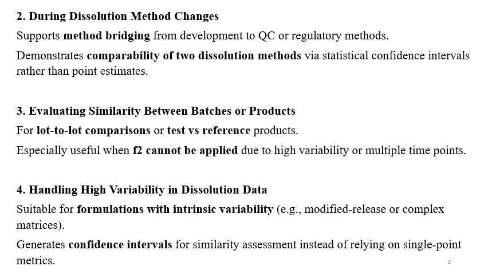During dissolution method changes, it is used to support the method bridging from development to QC or regulatory methods. It demonstrates comparability of two dissolution methods via statistical confidence intervals rather than the point estimates. So in F2 method, we do the point estimates. But here, the statistical confidence intervals are provided or utilized, the statistical techniques.